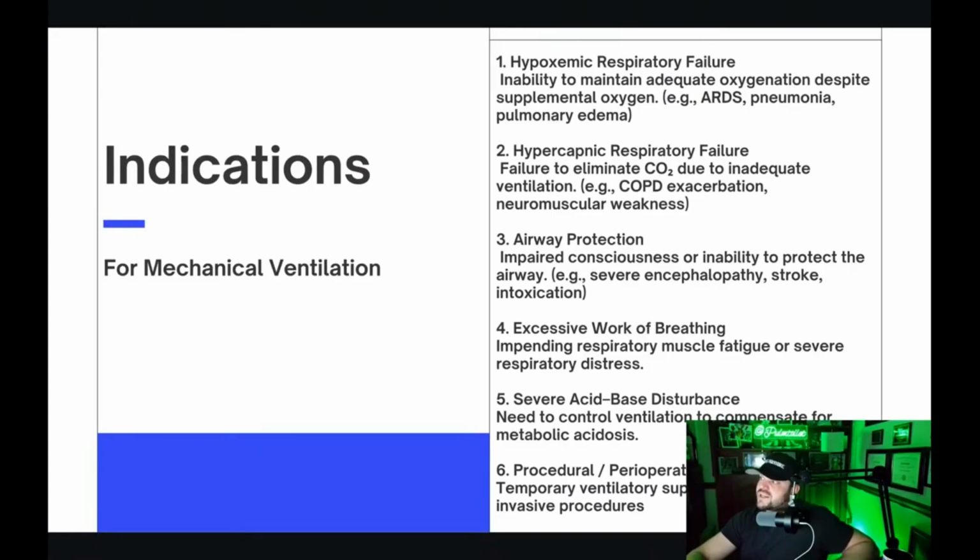So really simple indications for mechanical ventilation: hypoxemic respiratory failure, so we think of type 1 respiratory failure; hypercapnic respiratory failure, so we think of type 2 respiratory failure; airway protection; excessive work of breathing, like working too hard and about to collapse, not going to be able to breathe on their own anymore. So you put them on the mechanical ventilator to help them breathe. Severe acid-base disturbances: if they're super acidotic, they're going to need help ventilating that off. And then obviously procedurally, in the operating room or other situations. So these are some indications for mechanical ventilation.